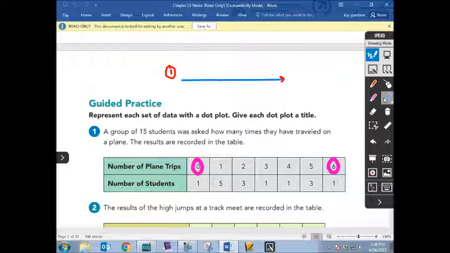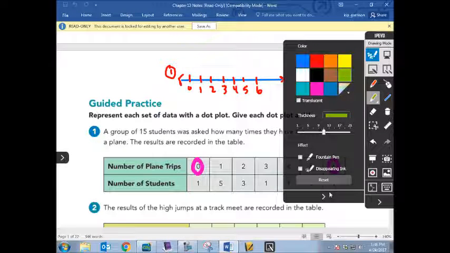Let me extend that out a little bit. There we go. Okay, now we're going to go ahead and do 0, 1, 2, 3, 4, 5, and then 6. Kind of left too much space, but that's all right. Now let's be real neat in our dot placement here. Real neat. It's very important to be neat.